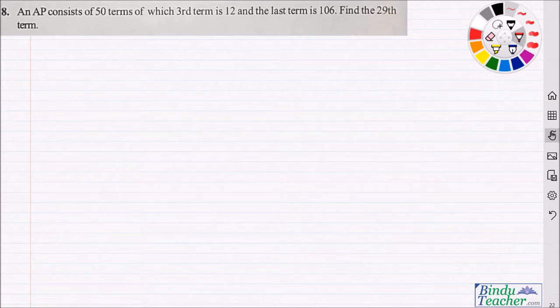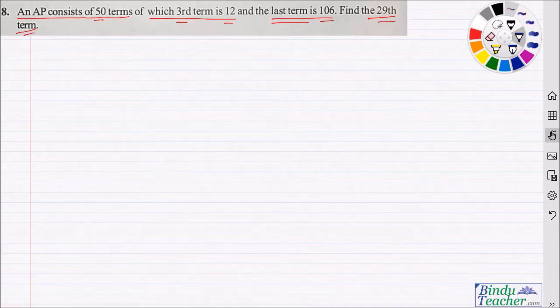Let's solve this question together. An arithmetic progression consists of 50 terms, of which the third term is 12 and the last term is 106. Find the 29th term. So what is given in the question is, there is an arithmetic progression which has a total of 50 terms, in which the third term is 12 and the last term is 106. We have to find what is the 29th term.